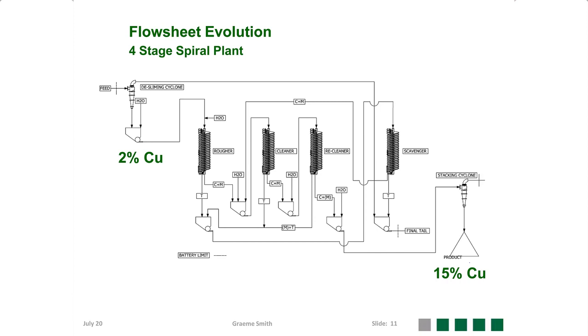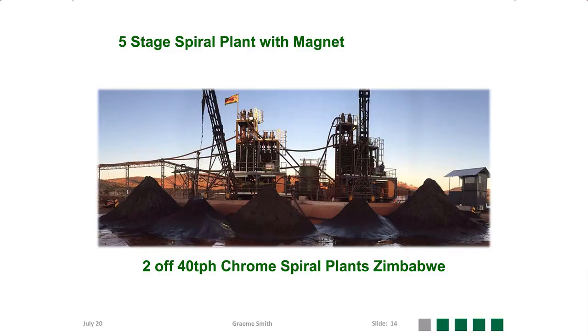As the circuit evolves, we start to add on to that. And as you can see here, we've added a magnet, which is preluding the first 4 stages of spirals. Here we removed magnetite and then sent that concentrate to a final cleaning stage. By removing that iron, we're allowing the chrome and silica in that final cleaning stage to separate and produce a 50+% chrome.